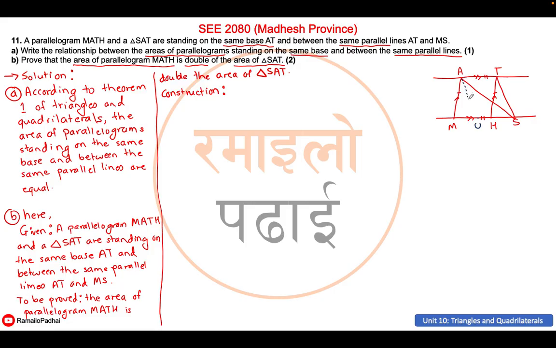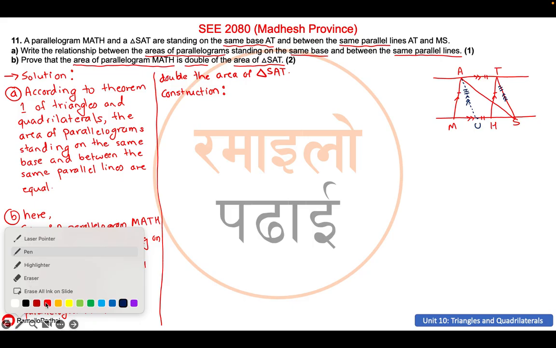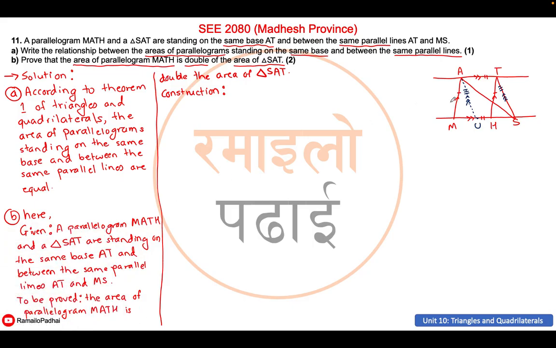We will construct a straight line to this point so that UATS becomes a parallelogram. The three lines symbolize parallel lines and these three lines symbolize equal. Okay, so this is what we need to construct.